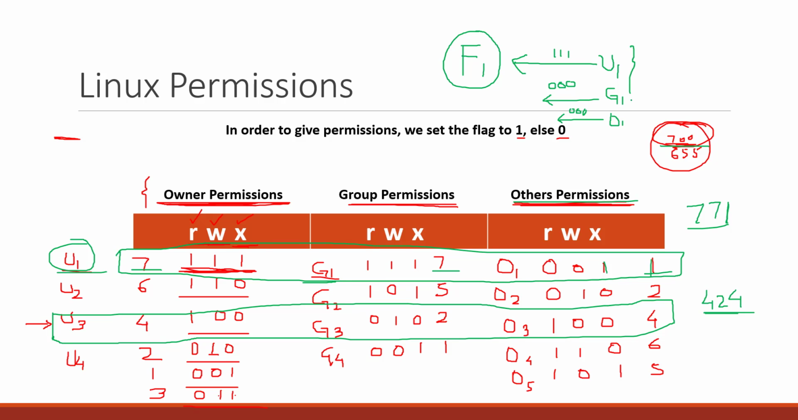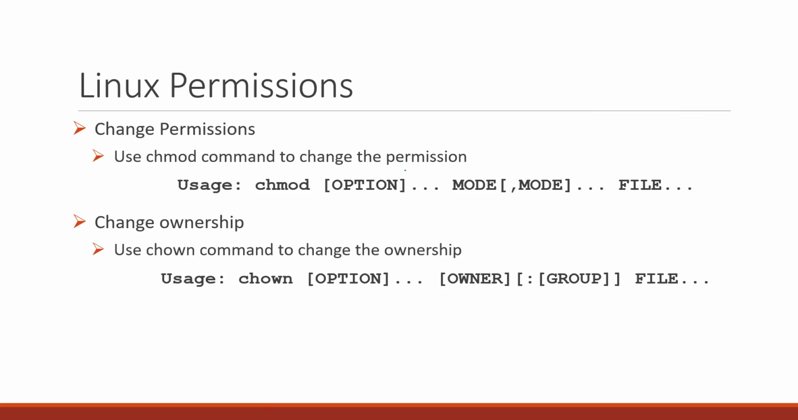For this file, I end up getting 700. This is the permission, which means that only the user can read, write and execute this file. Nobody else can do that. So we can make this permission for this file. This is how our permissions actually work.